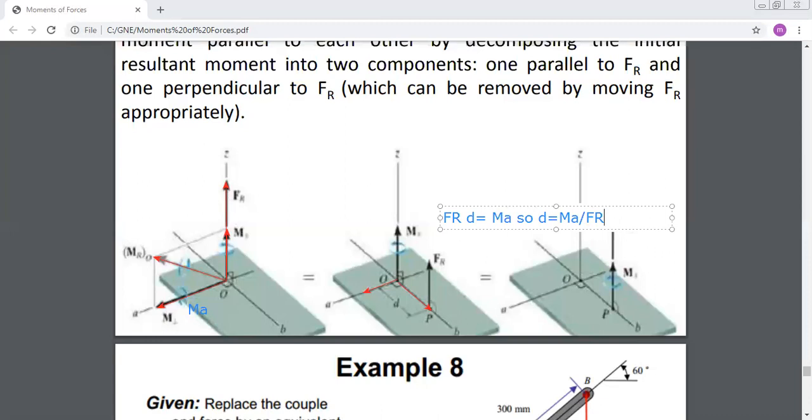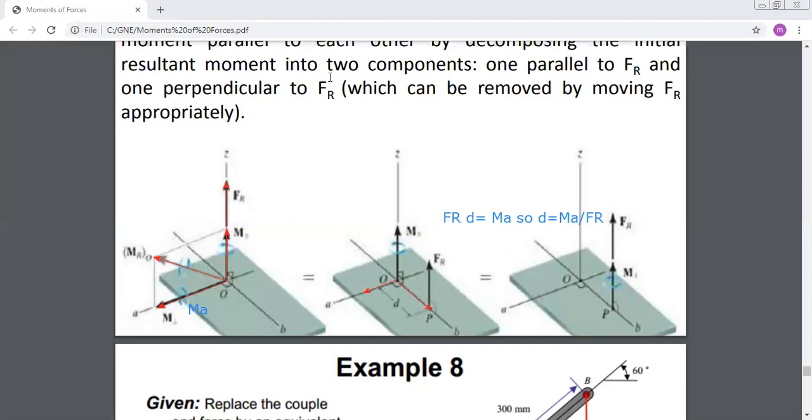And now I will still have the moment component that is parallel. This one, I cannot do anything for it. It will always remain here because a force can never produce a moment parallel to its line of action. And because it's a free vector, I can put it at point P as it is. So the moment vector is a free vector. You can put it at any point you want.